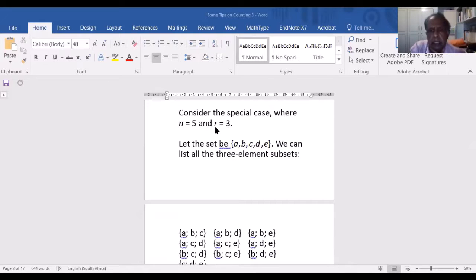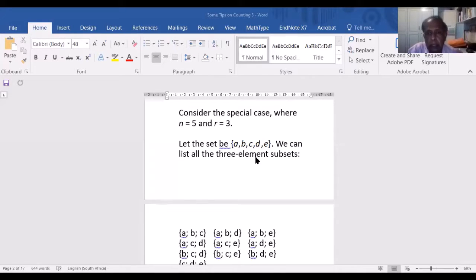So if you consider the special case where n equals 5, in other words, you've got a set having 5 elements, and you want to choose r equal to 3, so all your subsets will have 3 elements. So your set has got 5 elements, just name them A, B, C, D, E. And as we saw now, these can be points, or these can be spaces, or whatever. So we just call them objects, but we give names to these objects like this. These are not numbers, but they are objects.